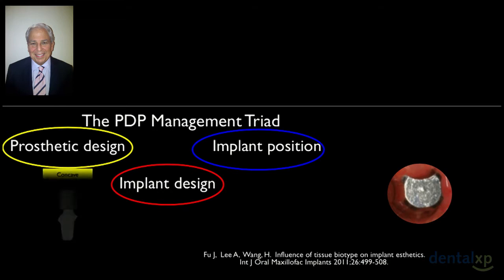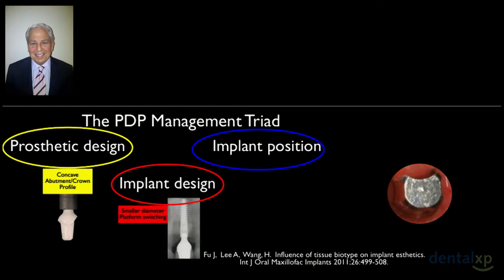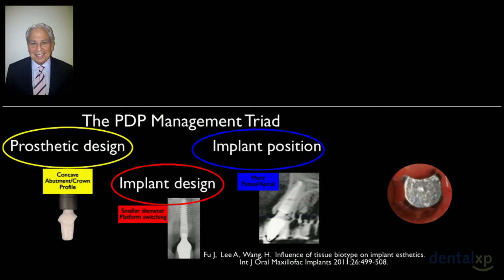They talked about the prosthetic design, which means you're going to have an abutment or a crown that is concave in profile. They'd like to see an implant design with a smaller diameter implant, which has a platform switch built in, and they'd also like to see an implant that could be placed subcrestally in a more apical palatal position.